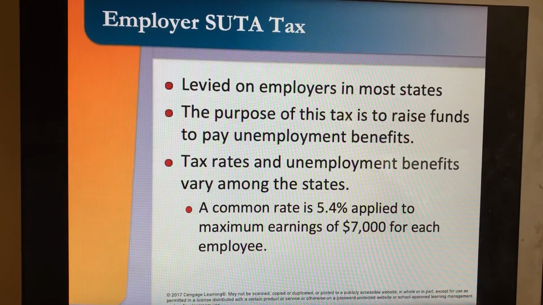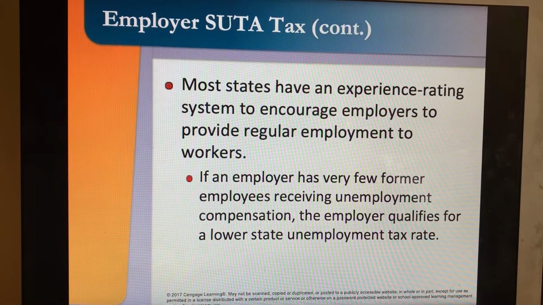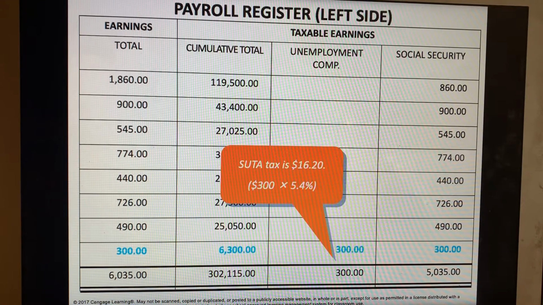Employer SUTA tax is levied on employers in most states. The purpose of this tax is to raise funds to pay unemployment benefits. Tax rates and unemployment benefits vary among the states. A common rate is 5.4% applied to maximum earnings of $7,000 for each employee. Most states have an experience rate system to encourage employers to provide regular employment to workers. If an employer has very few former employees receiving unemployment compensation, the employer qualifies for a lower state unemployment tax rate. So SUTA is $16.20, and we got that by $300 times 5.4%.